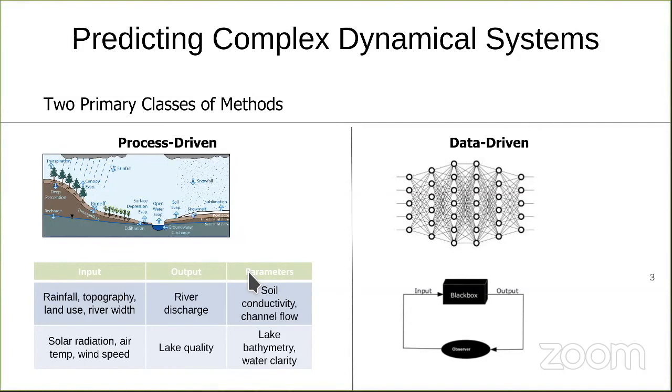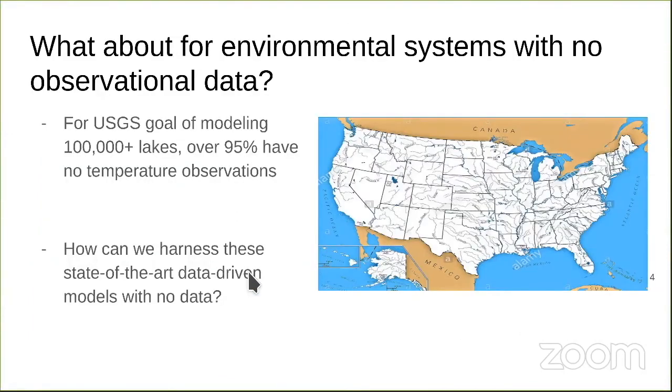But in certain environmental systems, you don't have this massive data availability. So how can we apply things like deep learning, which often have extremely high data dependence? For example, for the USGS goal of modeling 100,000 plus lakes, over 95% of these actually don't have any temperature observations. So how can we apply things like deep learning, which have been shown to predict lake temperature pretty accurately if you have a lot of data? But how can we harness these state-of-the-art data-driven or process-guided data-driven models when we don't actually have any data?